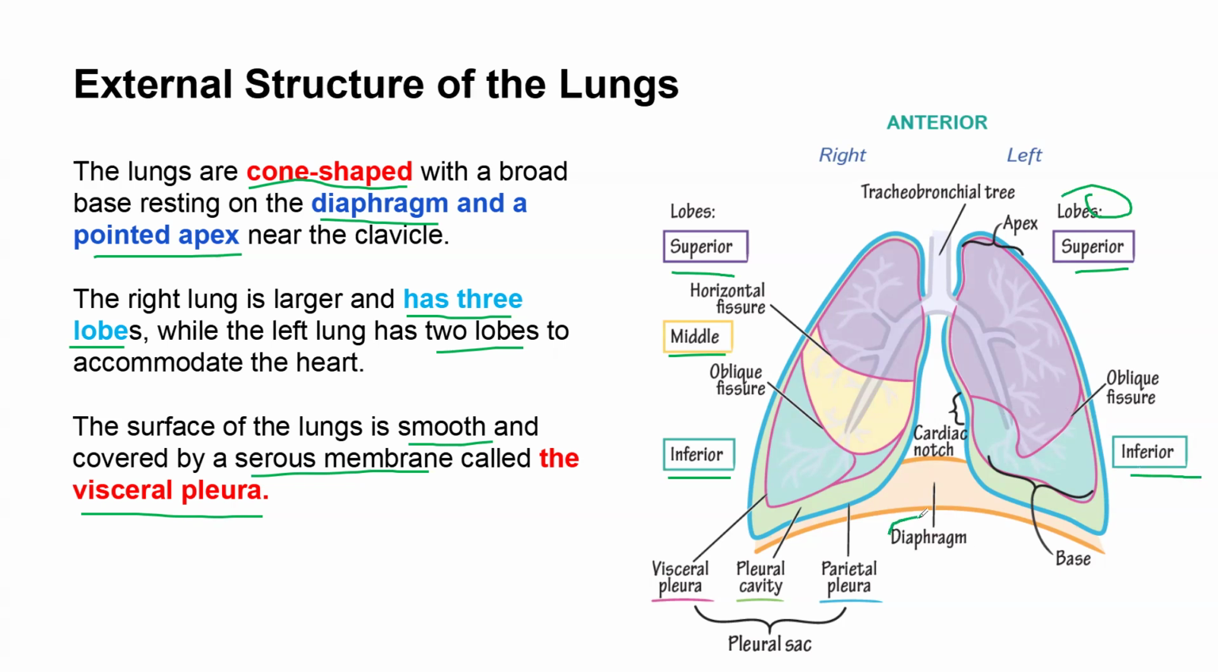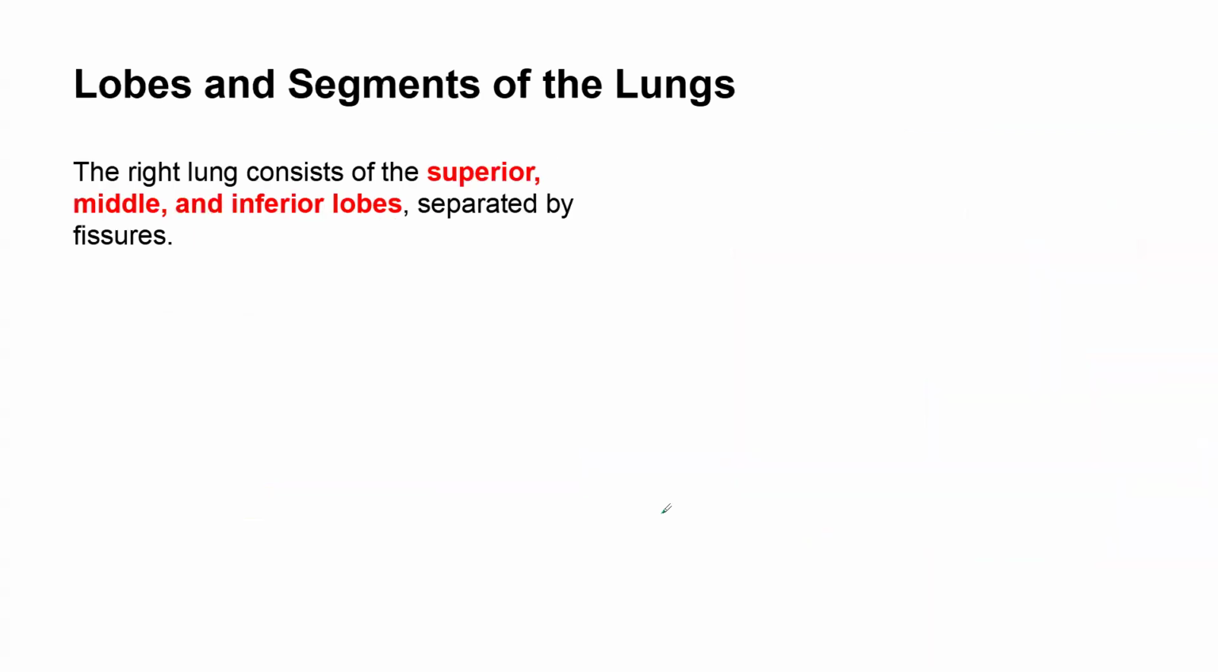And this is the diaphragm, as I explained. The cone-shaped lung rests on the diaphragm. So this is the diaphragm, and as you can see, it rests on this diaphragm. The two lungs, both the left and the right, rest on the diaphragm. And very importantly, this is where we have the visceral pleura. So the visceral pleura is the membrane that covers the surface of the lung. So very importantly, now let's look at the lobes and the segments of the lungs.